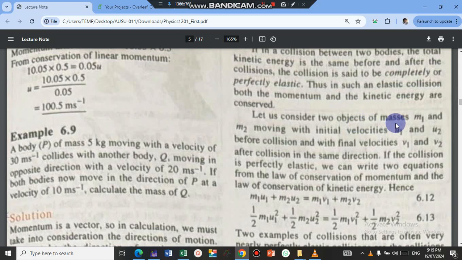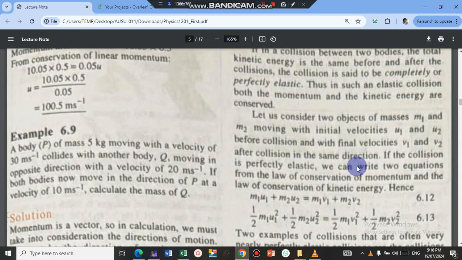Then they say, let us consider two objects of masses m1 and m2. You have an object with a mass m1, the second object with a mass m2, moving with initial velocities. m1 has a velocity u1, m2 has a velocity u2 before collision, and with final velocities, meaning after they collide with each other, then m1 has a new velocity. Its velocity changes from u1 to v1, and the velocity of m2 changes from u2 to v2. So after the collision, they will have new momentum, new kinetic energies, because their velocities change after collision.